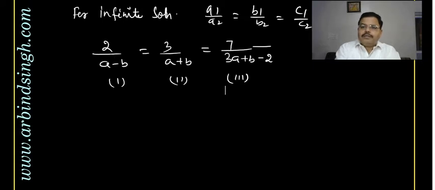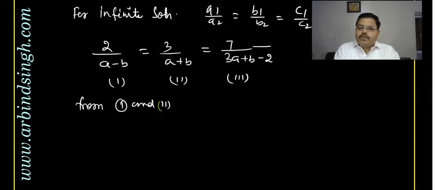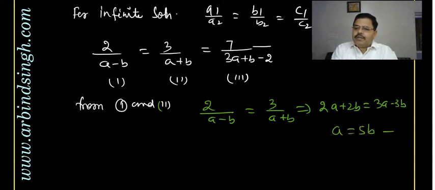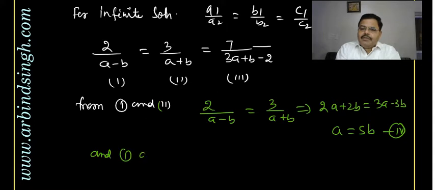we have 2/(a - b) = 3/(a + b). This implies 2a + 2b = 3a - 3b. So 3b will come this side, and a = 5b. Now, from the first and third, or the second and third, you can take any one of them.